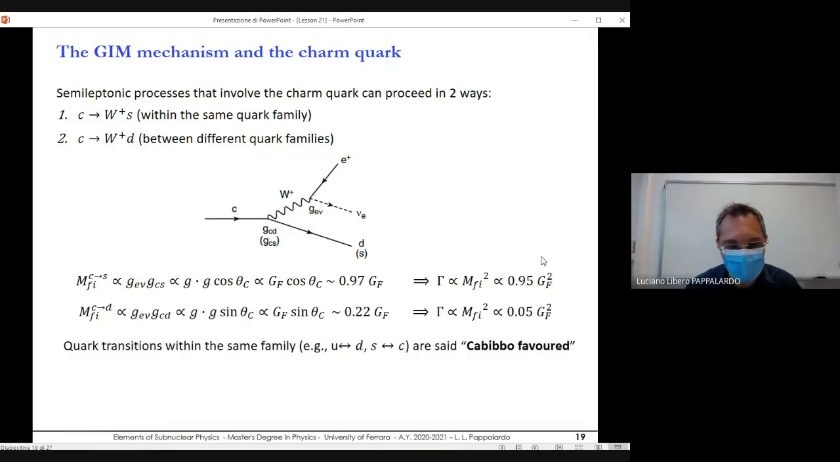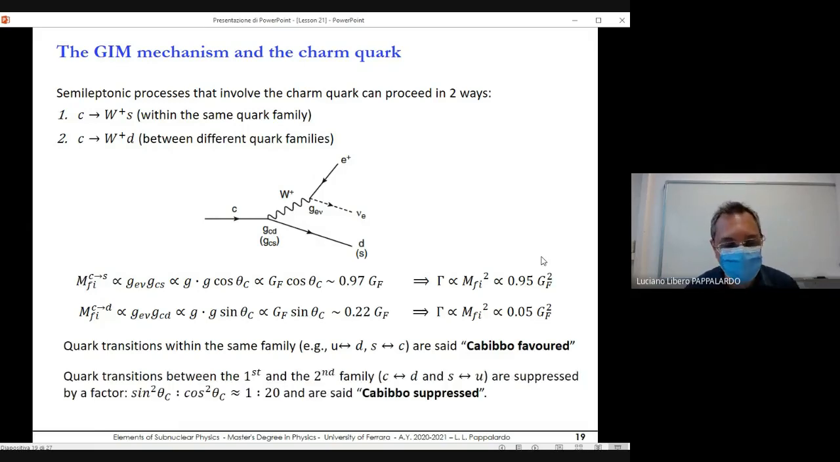So the quark transitions within the same family, either up into down or strange into charm, are said to be Cabibbo favored, whereas the quark transitions between the first and the second family, so charm into down or strange into up, are suppressed by a factor sine squared divided by cosine squared, as we saw here, and these are called Cabibbo suppressed.